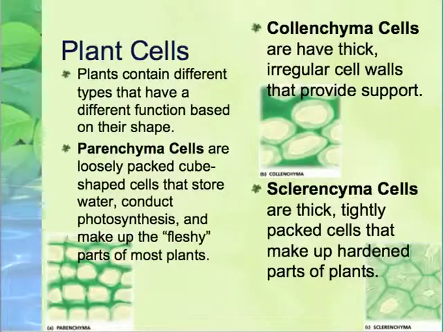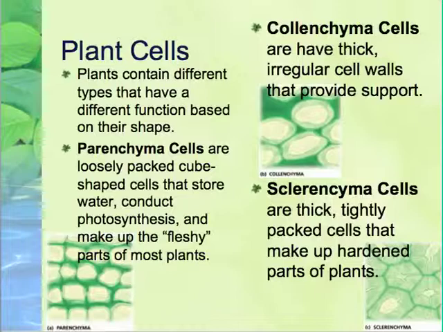Three major types of cells in a plant are the parenchyma cells, which are loosely packed, cube-shaped cells that store water and conduct photosynthesis, which means parenchyma cells generally have a high number of chloroplasts because they do photosynthesis. They're very commonly the primary cell in the fleshy or leafy parts of plants. So most of the leafy structure of a plant is made up of parenchyma cells.